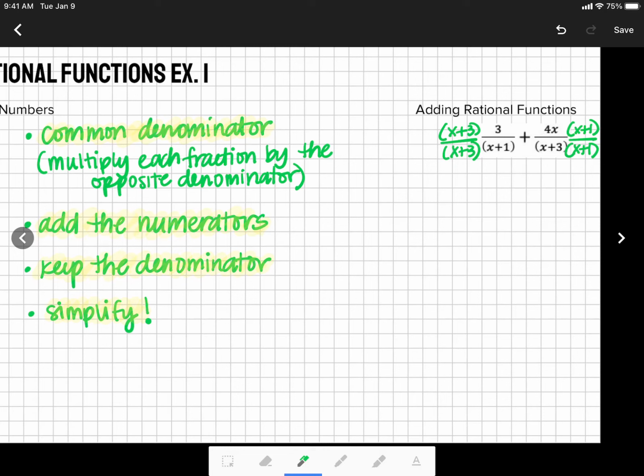So that first fraction becomes 3 times (x + 3) all over (x + 3)(x + 1). And that second fraction becomes 4x(x + 1) all over (x + 3)(x + 1). Now we have a common denominator. That was our first step. Multiply by the opposite denominator to reach our common denominator. So at this point, we can move on to our second step, which is just adding the numerators.